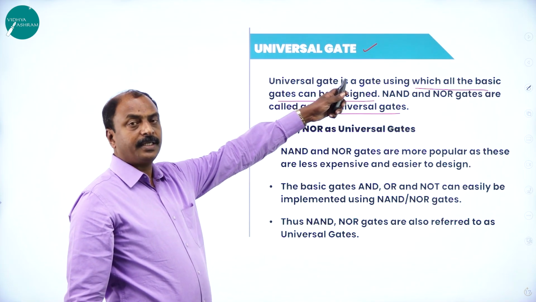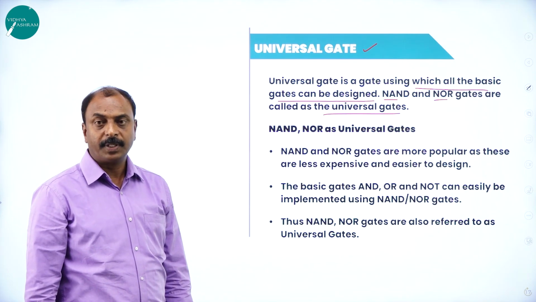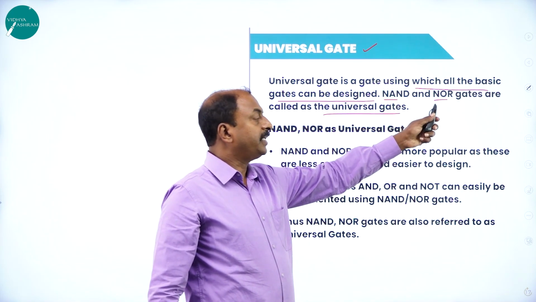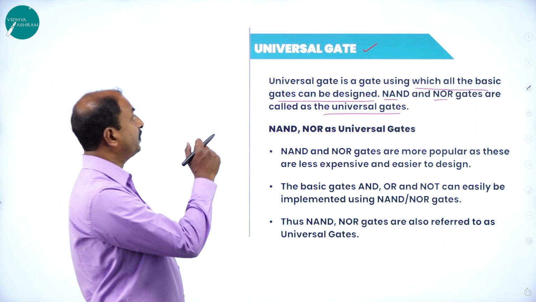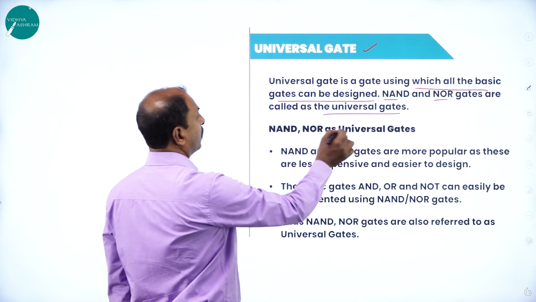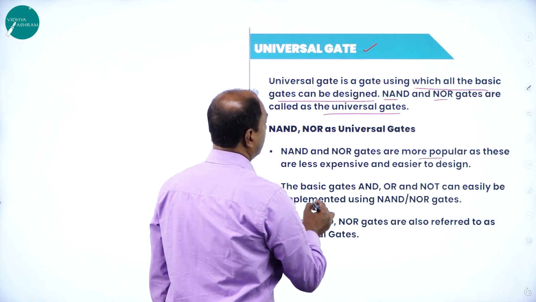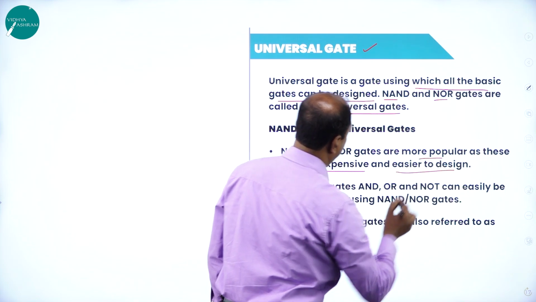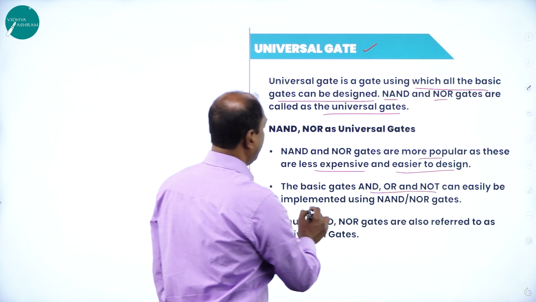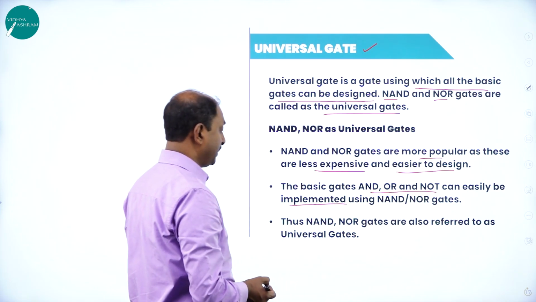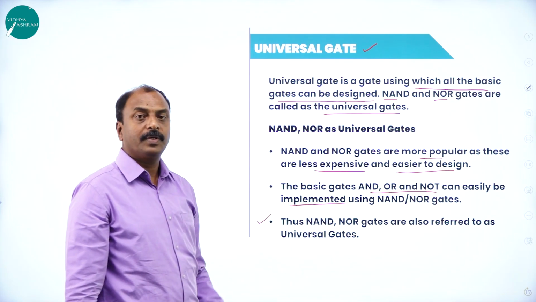But what are universal gates? There are two gates, NAND gate and NOR gate, called universal gates because by using these two gates we can derive the basic gates, that is AND, OR, and NOT gate. That is the definition of universal gate. These are more popular as they are less expensive and easier to design. The basic gates AND, OR, or NOT can easily be implemented using these gates. That is the reason we say NAND and NOR gates are called universal gates.